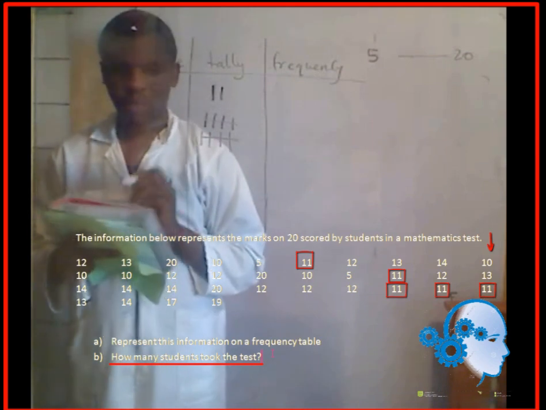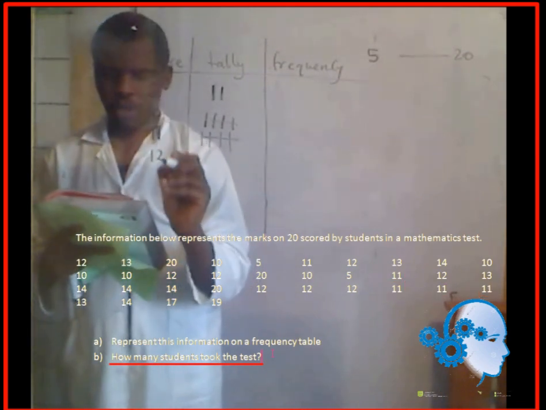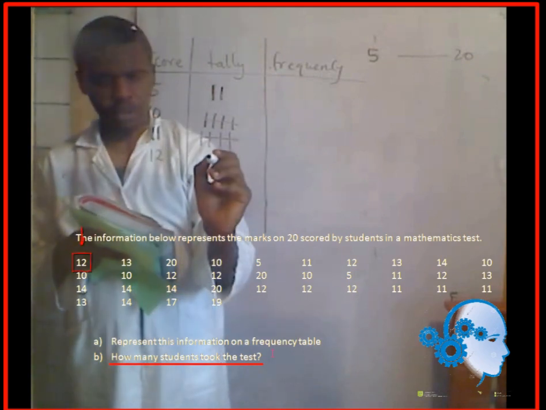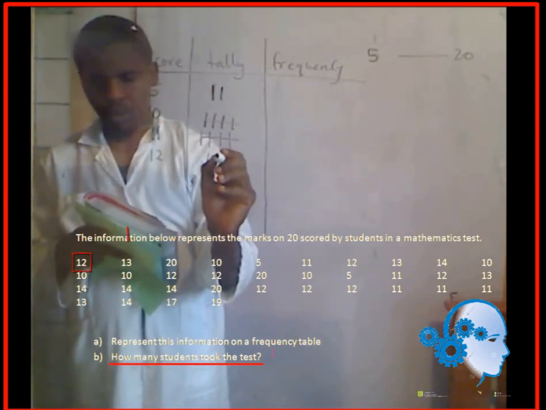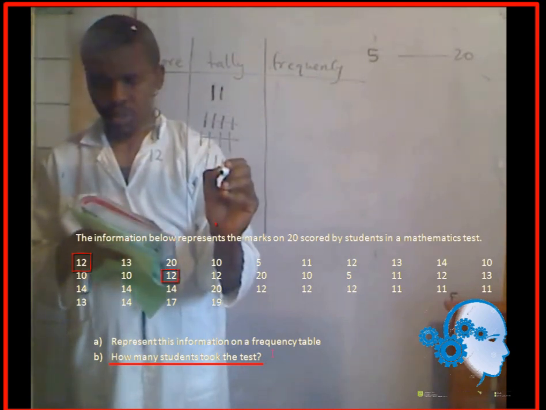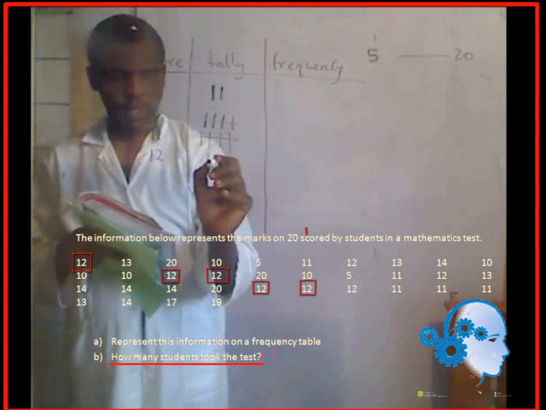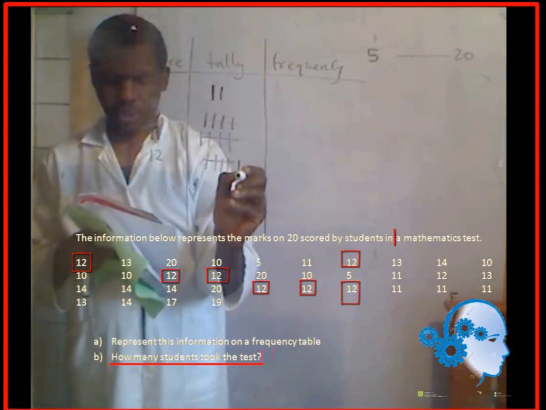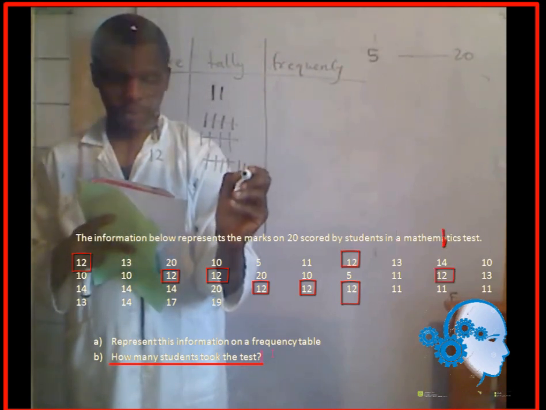I take the next number, 12. I start counting. How many 12s are there? 1 in the first column, 2, 3, 4, 5, 6, 7, 8.